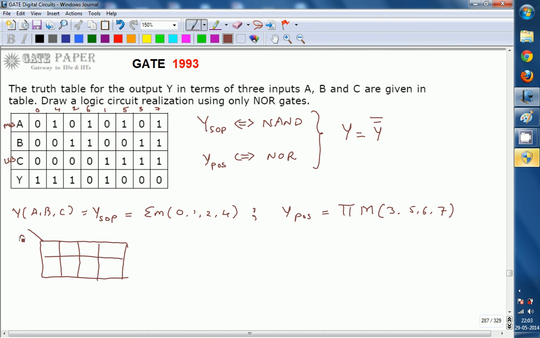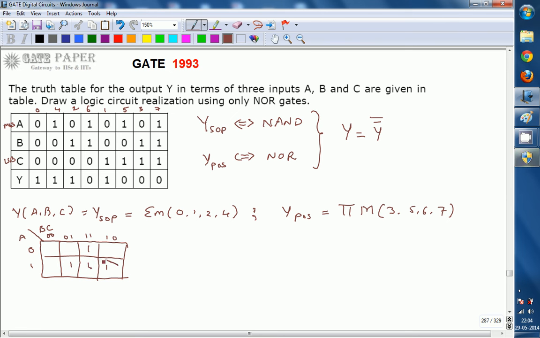Okay, so this is A and it is BC. We are going for the POS expression. POS is nothing but product of sums for that one. 0 1 0 0 0 1 1 1 1 0, 3 5 6 7. 3 is nothing but this one, 5 6 7.